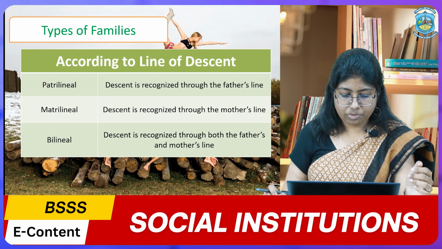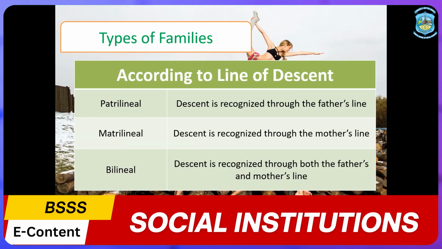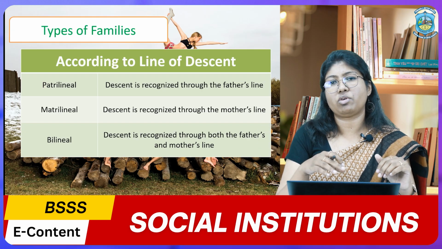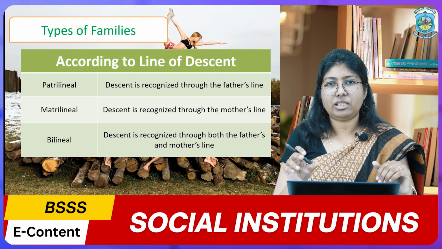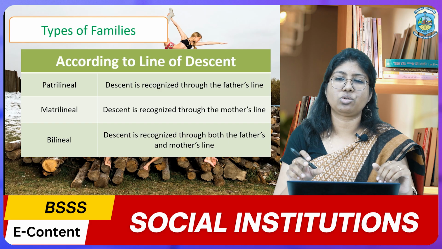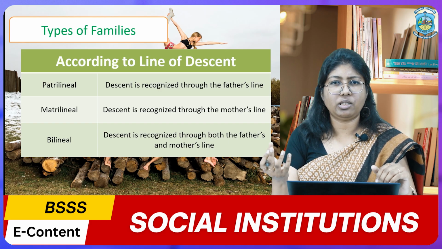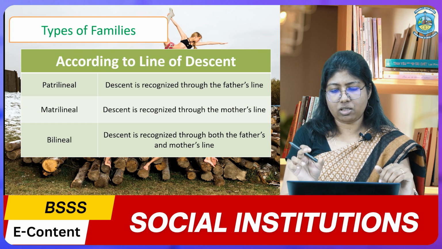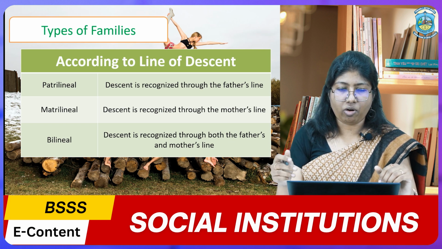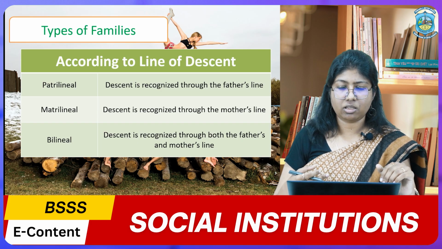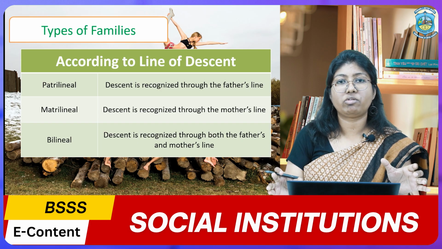There is also another type of descent that is bilineal, and here the descent is coming from both fathers' and mothers' lines. So I don't really associate with matrilineal or patrilineal, but there are certain components which are taken from both the descents. Now descent here refers to the cultural practices. It might also refer to things like property. Okay, that is what the line of descent is like. So from where are you inheriting the culture, the practices, the property? This is what the line of descent is like.